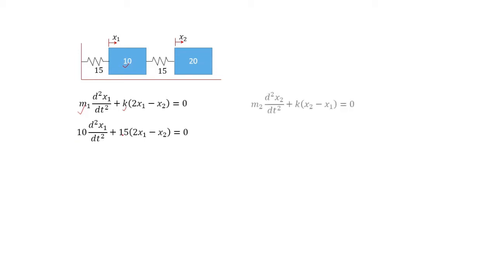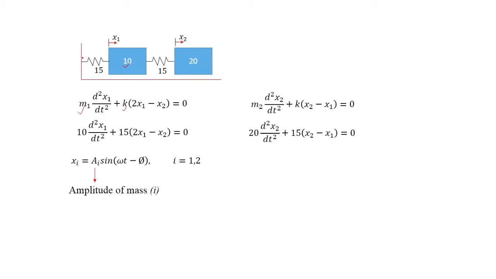Likewise we will substitute these values for mass m2. So this is the equation for mass m2. Now we will put m2 is equal to 20 and k is equal to 15. Now the analytical solution of this equation can be written as xi is equal to ai sin omega t minus phi, where ai is the amplitude of mass i, omega is the frequency of vibration, and phi is the phase shift, where i is 1 for mass m1 and 2 is for mass m2.